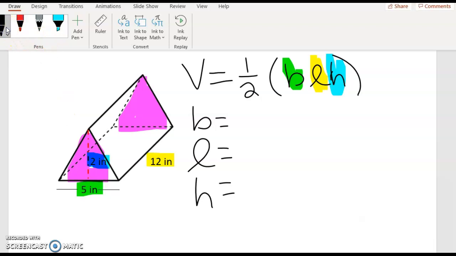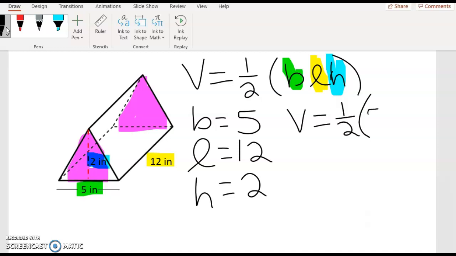So now that we see which one goes where, we're just going to plug them in. My base was 5. My length was 12. And my height is 2. So I'm going to say that my volume equals 1/2 of 5 times 12 times 2.